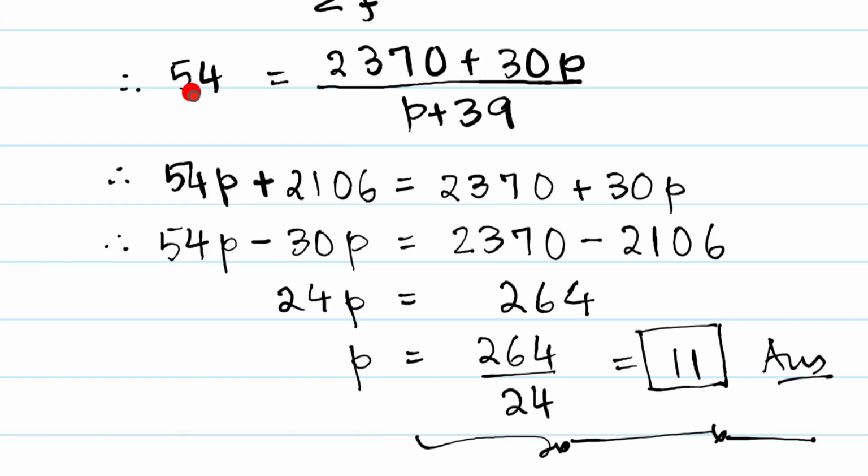So we have 54 multiplied by this, 54p plus 54 and 39 multiplied gets this. This remains as it is on the right hand side. Now let us take 30p this side. So 54p minus 30p will be 2370 minus 2106. And so 24p will be equal to 264 and p will be equal to 264 upon 24. So you see 24 once and 24 once, 24 again remain 2 and again 24 goes once. So you get 11 as the value of p. This is the value of p and that's our answer.